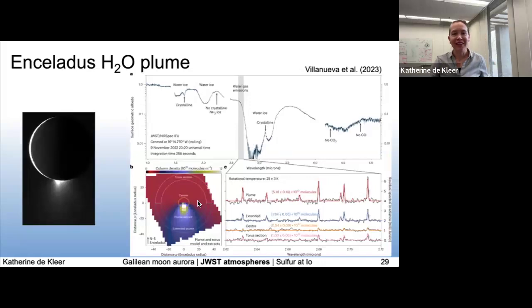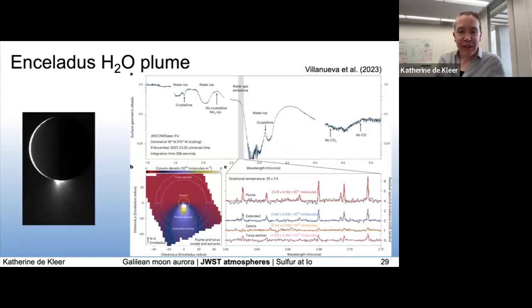And actually, the outgassing rate that they derived from this plume measurement pretty well matched the outgassing rates that were measured by just looking close to the plume itself from the Cassini spacecraft.